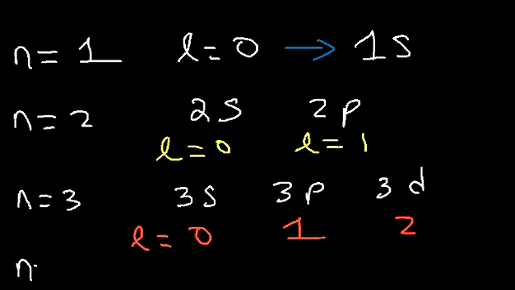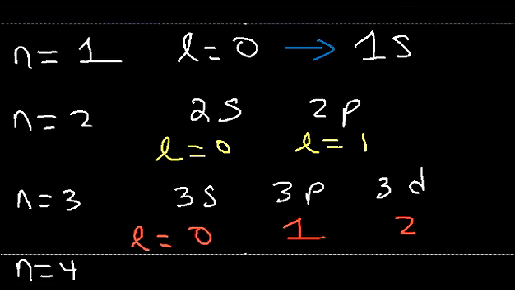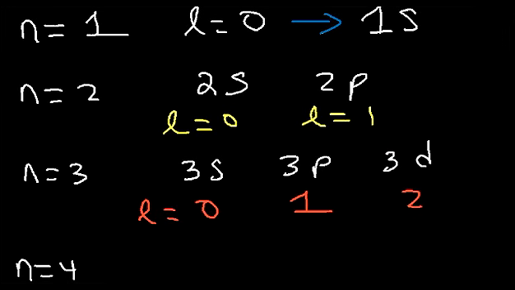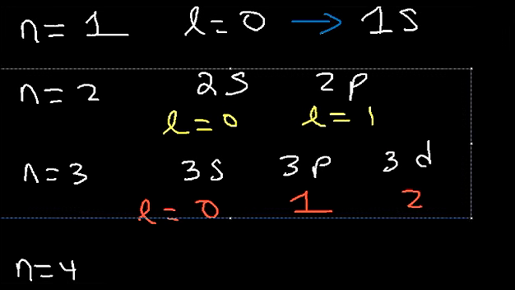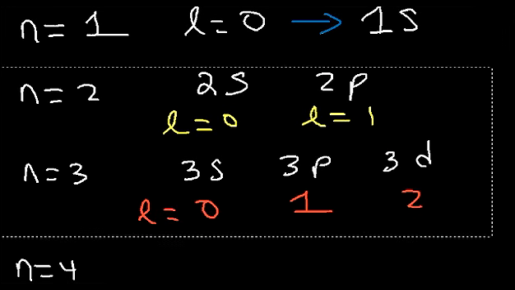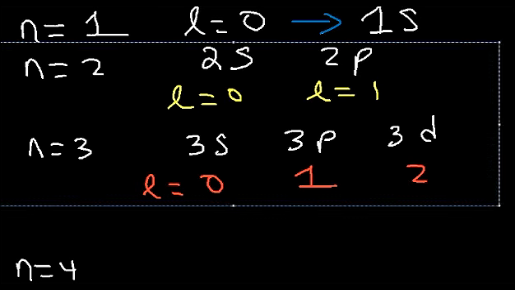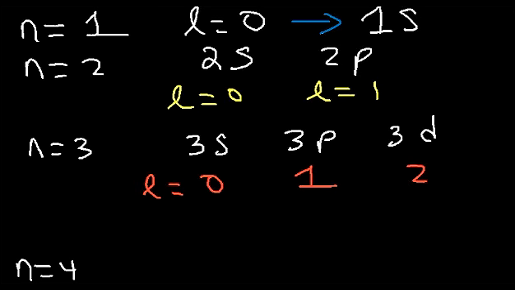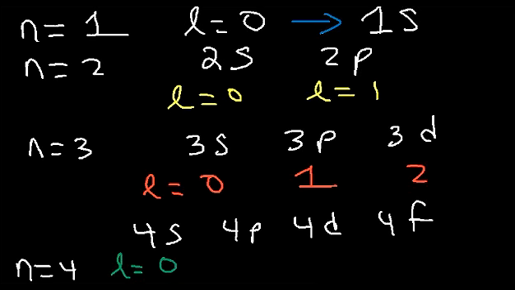And finally, when n is 4, there's 4 sublevels. So we have the 4s sublevel, 4p, 4d, and 4f. So for 4s, l is 0. For p, l is 1. For d, l is 2. For f, l is 3.